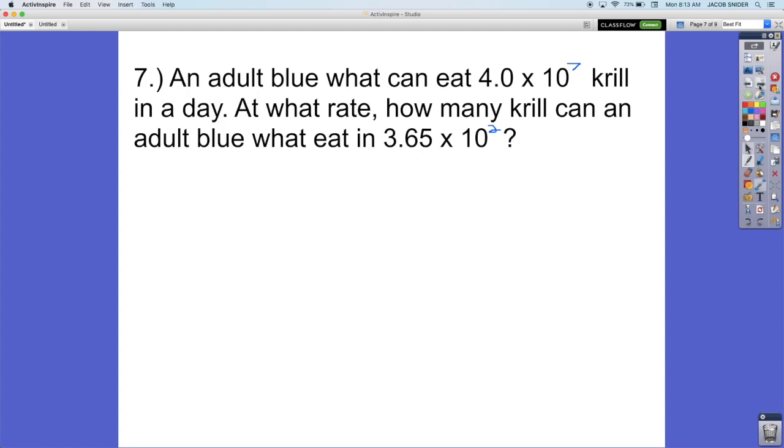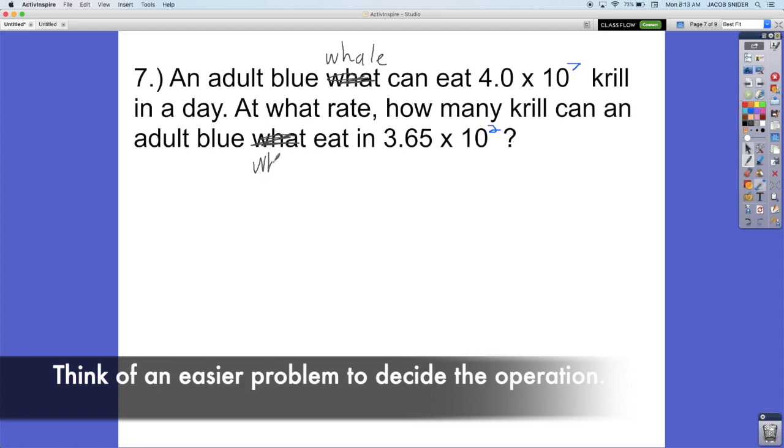Here we go. An adult blue whale can eat 4.0 times 10 to the 7th krill in a day. Krill are just tiny, microscopic, plankton type of looking animals that they eat a ton of. At that rate, how many krill can an adult blue whale eat in a year, 3.65 times 10 to the 2nd days?